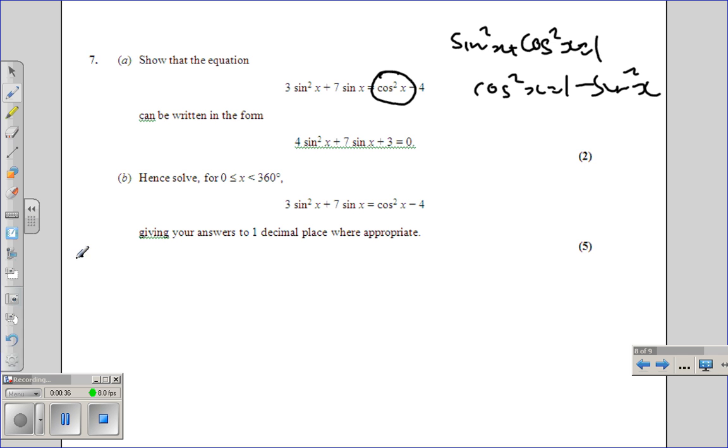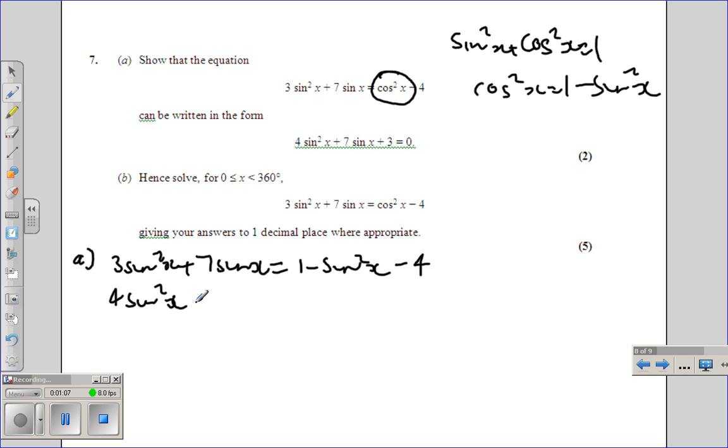So for part A, we're going to write this down here. We've got 3 sine squared x plus 7 sine x equals, but instead of writing cos squared x, I'm going to use the identity and write 1 minus sine squared x, subtract the 4. Now, it equals 0, so we'll chuck everything over. We've got 3 sine squareds, plus another one when we take it over, which gives us 4 sine squared x, plus 7 sine x. We've got 1, subtract 4, which is minus 3, but when we chuck it over, it'll be plus 3, equals 0. And that is exactly what's written there, so 2 nice easy marks done.